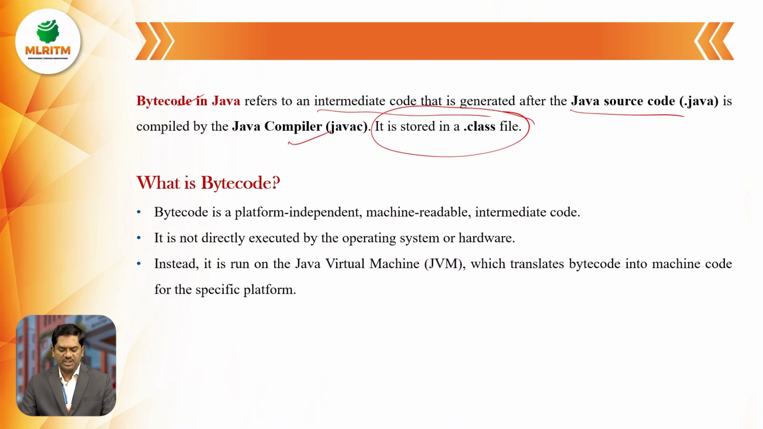So what is a bytecode in Java? Bytecode is platform independent. It is machine readable, and it's an intermediate code. That's about the bytecode. It is not directly executed by the operating system or the hardware. Instead, it is run on the Java virtual machine, which translates the bytecode into machine code. So clearly it says that it mainly depends on the Java virtual machine, which converts the source code into the machine understanding language, which is zeros and ones.